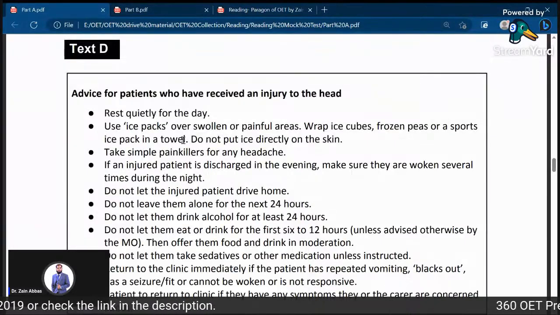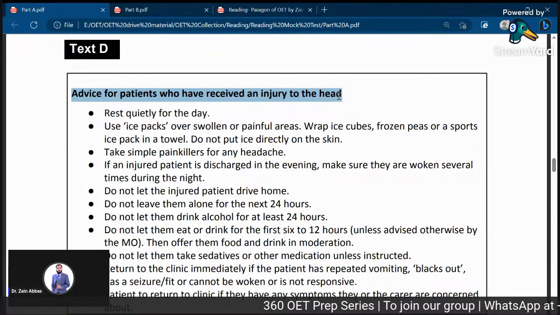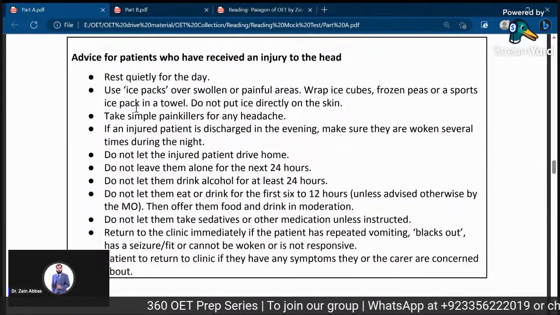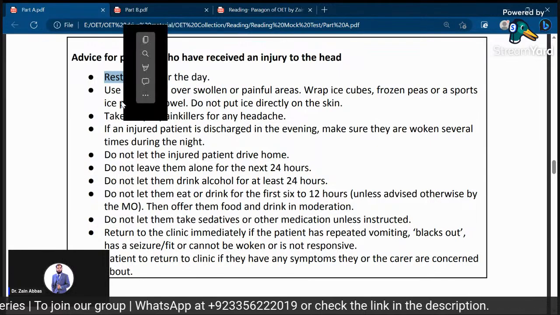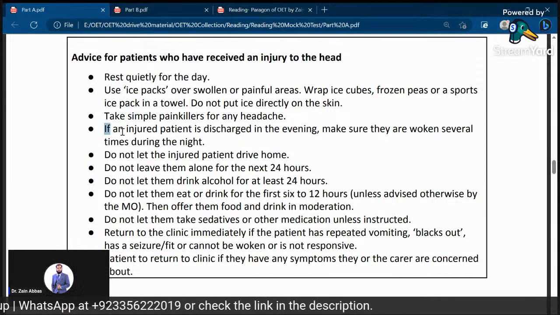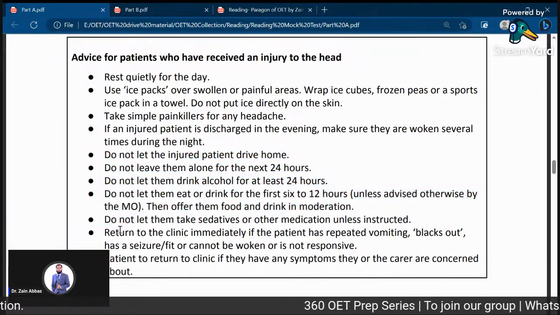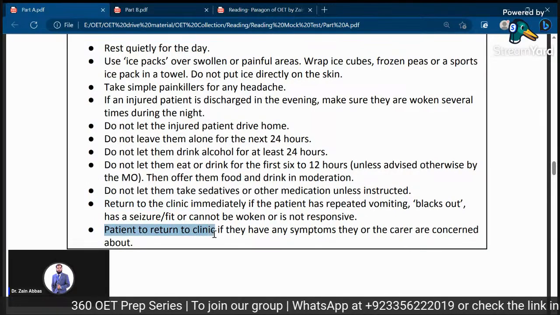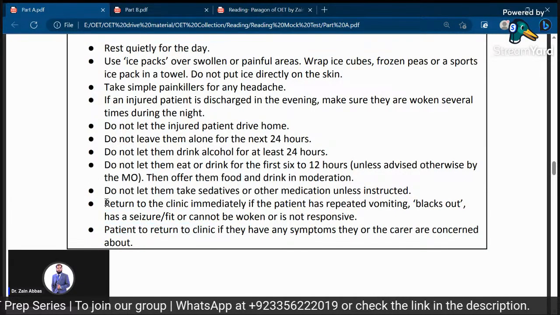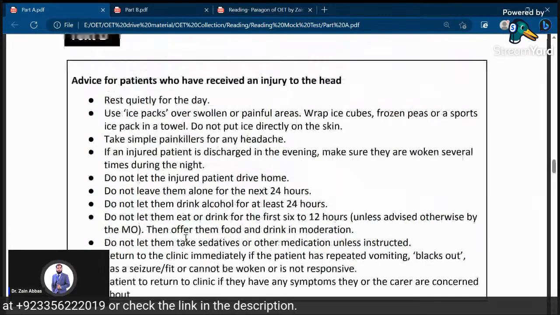So let us look at the next text. That is text D. It is all about the advice for patients who have received an injury to the head. So this is all about do's or don'ts. You can see use, rest, take. These are all about giving orders, do it, and then there are some don'ts mentioned here. And then there is the management step: return to the clinic, and the patient is to return to the clinic. There are two steps mentioned here that are the returning to the clinic points. So this is all about the text.